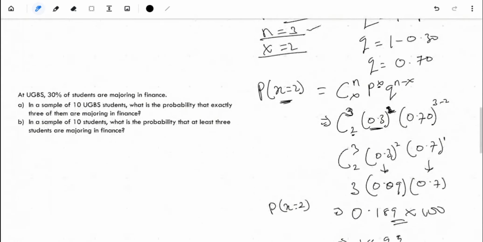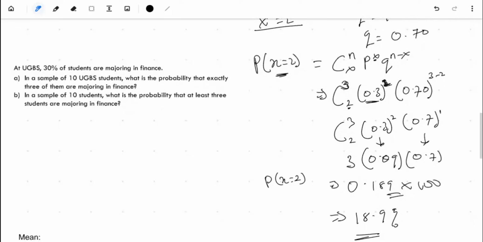Our second question to tackle here: at UGBS, 30% of the students are majoring in finance. A: in a sample of 10 UGBS students, what's the probability that exactly 3 of them are majoring in finance? And B: in a sample of 10 students, what's the probability that at least 3 students are majoring in finance? So let's take the question again and answer them accordingly. 30% of them are majoring in finance. So who are the people that are not majoring in finance?